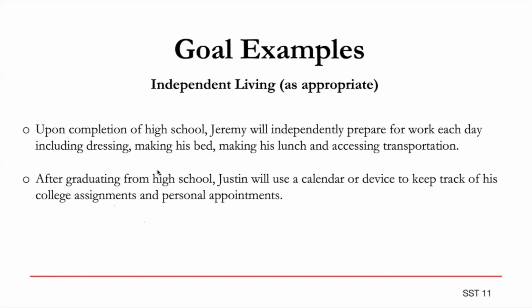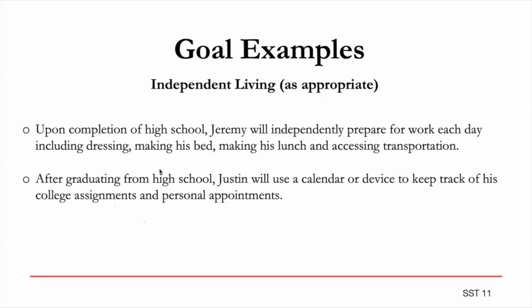And then for that independent living, we have: upon completion of high school, Jeremy will independently prepare for work each day, including dressing, making his bed, making his lunch, and accessing transportation. Or after graduation from high school, Justin will use a calendar or device to keep track of his college assignments and personal appointments. So you notice those goals are not specific to where they're going to be living, but how they are going to be living independently.